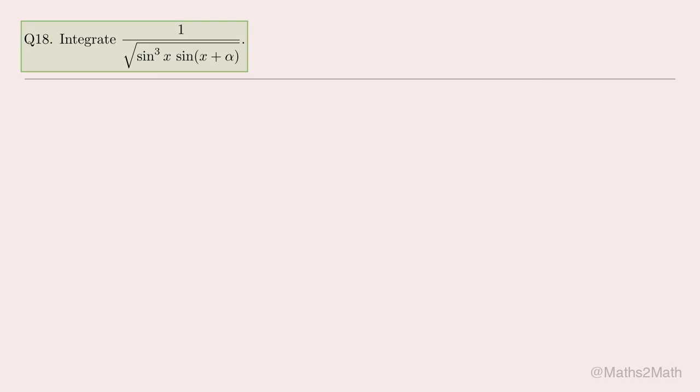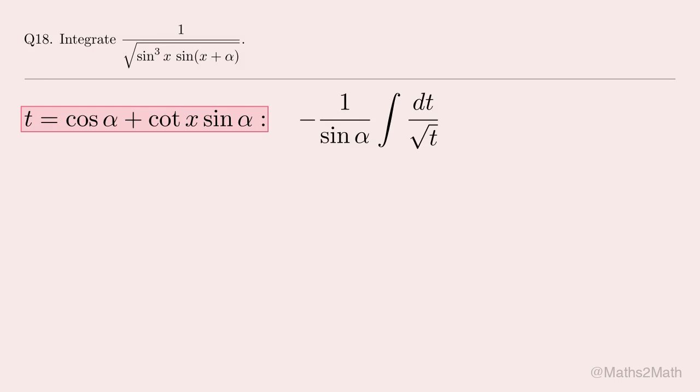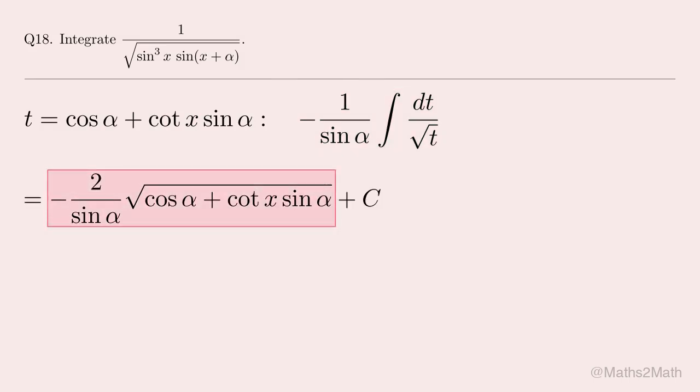Question 18. Expand the shifted sine and factor sine x out from the root. Cotangent becomes the substitution. The root becomes sine squared times root of cosine alpha plus cotangent x sine alpha. t, as that bracket, has dt with minus cosecant squared sine alpha. Minus 2 roots over sine alpha.